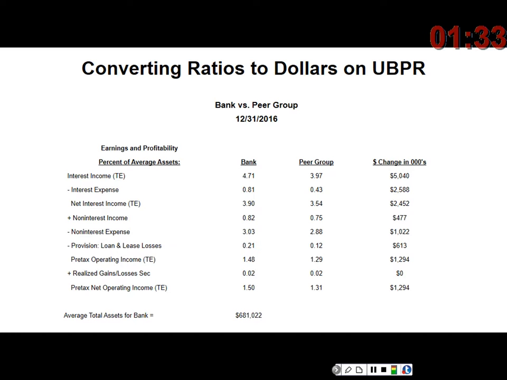And then we can do the same thing for interest expense. You'll notice this bank has a lot higher interest expense than the peer. So it's costing us over $2.5 million more. And then we just kind of follow this down. So when you get down to net operating income, you can see that our bank at 1.5% versus 1.31 is making almost $1.3 million more than the average bank in our peer group. And for a lot of bankers, this means a lot to them because they look at the percentages, it doesn't tell them much. This actually means something.